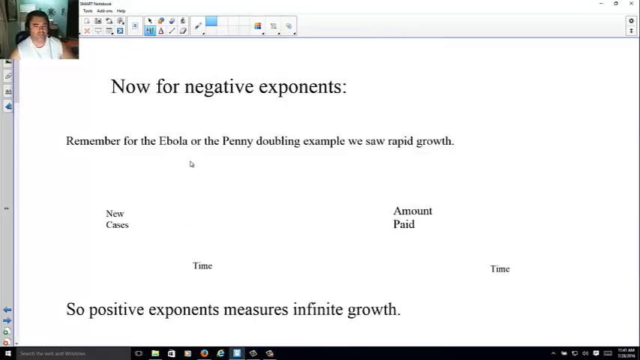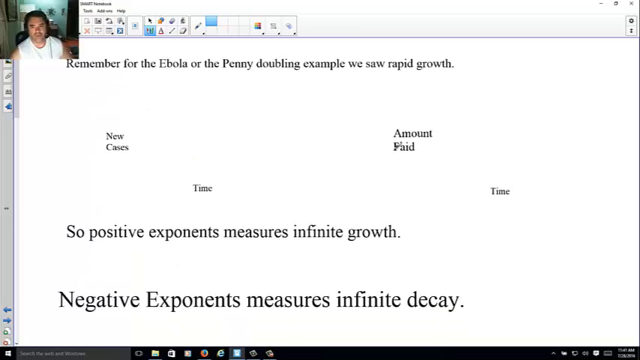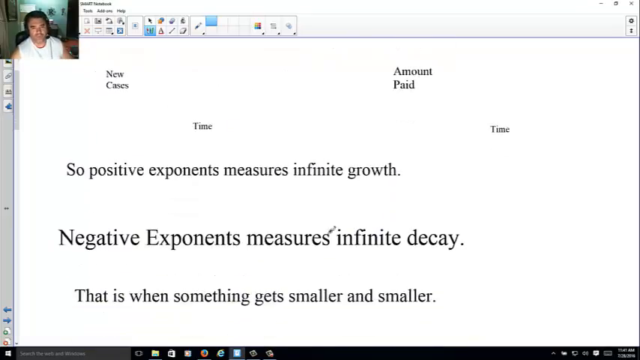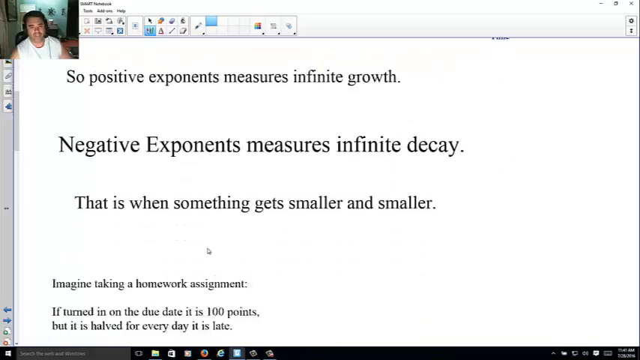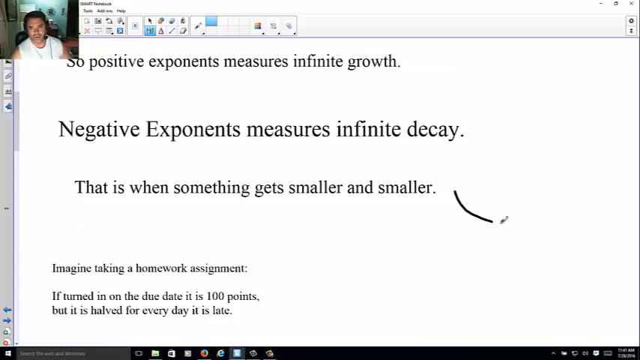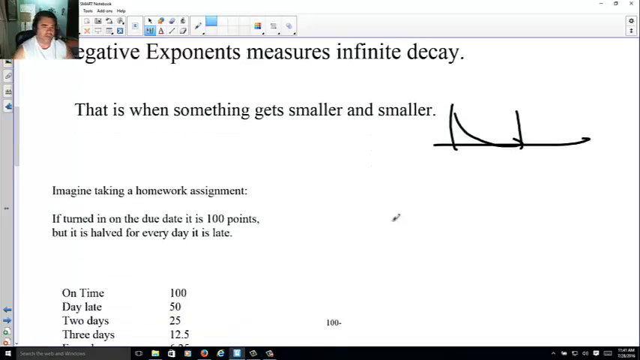Now for negative exponents. Now, we don't have the little graphics here, but that's okay. But exponents measure infinite growth, as we mentioned. Negative exponents measure infinite decay, when something gets smaller and smaller and smaller. So if this is graphed, it would just get smaller and smaller over time.